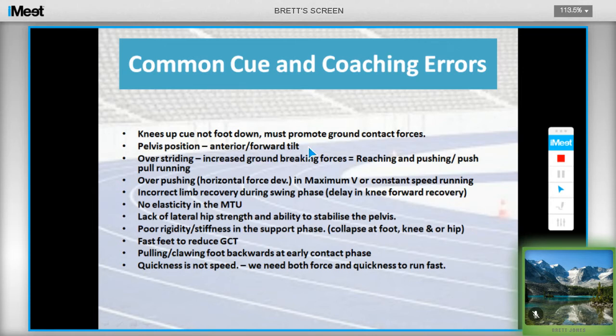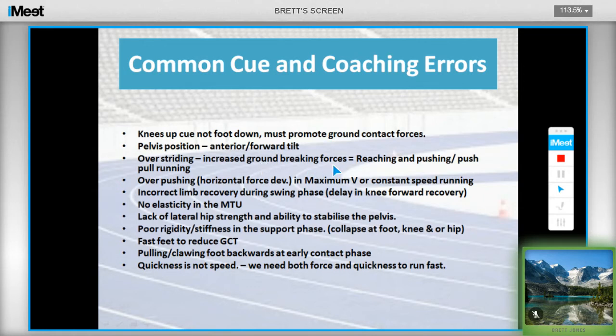What that does is shift the alignment of our femur to our trunk, and we tend to over-rotate and over-push on the ground, and our feet get stuck and our legs get stuck behind us, and we're unable to achieve nice front-side mechanics. Overstriding then is a product of that. So as we lose our neutral pelvic tilt and start to get into anterior tilt, the foot then travels a little bit further on the ground.